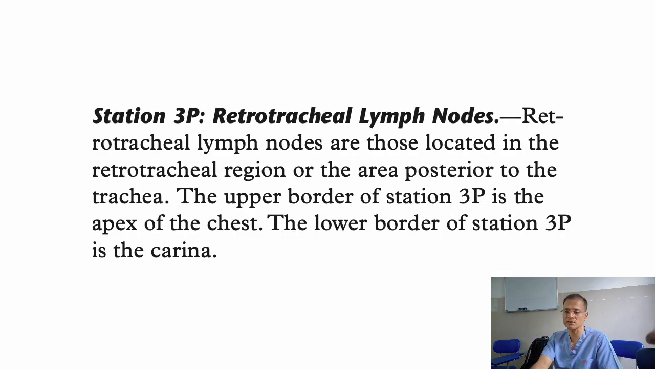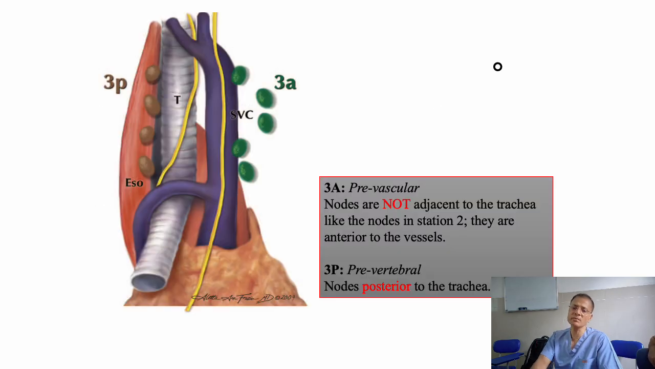Left common carotid artery. Yes, there are 3 lymph nodes which are located behind the trachea. But we must remember, as shown in this picture, this is the superior vena cava for the right side. So anterior, there should be the sternum here somewhere. Behind the sternum is the superior vena cava.